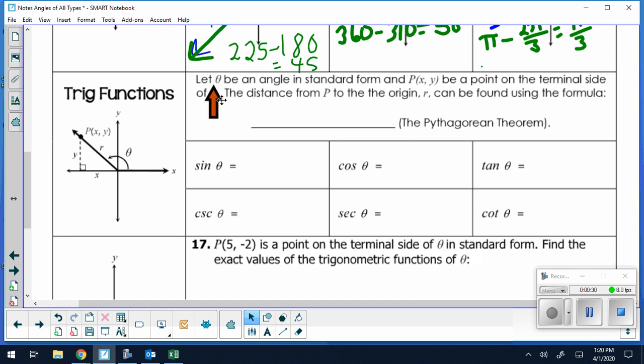All right, so it says let theta be an angle in standard form and P (x, y) be a point on the terminal side of theta. So first of all, let's look at our picture here. We have theta, there's my angle, and there's my point that is on the terminal side, (x, y). Now it says the distance from P to the origin, r, can be found using the formula, and we're going to talk about that formula, but let's get it set up first.